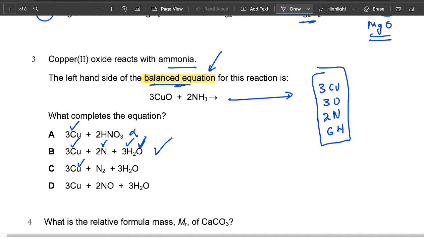Here we have 3 copper, which is correct. We have 2 nitrogen, 6 hydrogen, 3 oxygen. So this one could also be a possibility. Here we have 3 copper, we have 2 oxygen, so that is wrong. So with these two, let's see what is wrong.